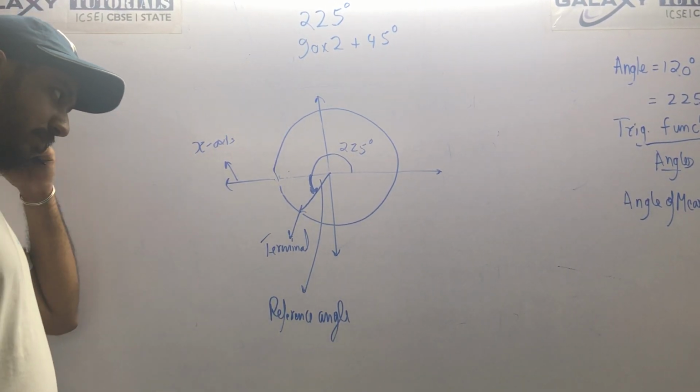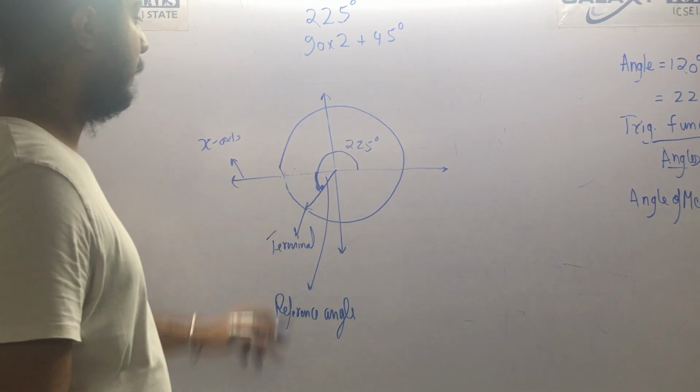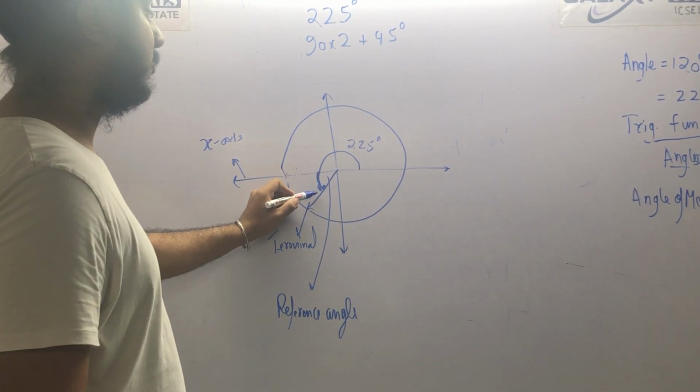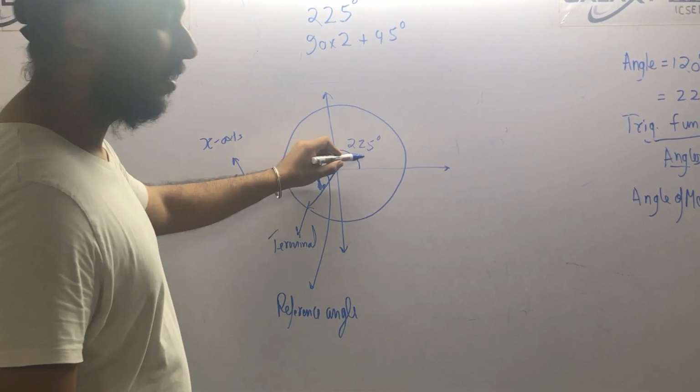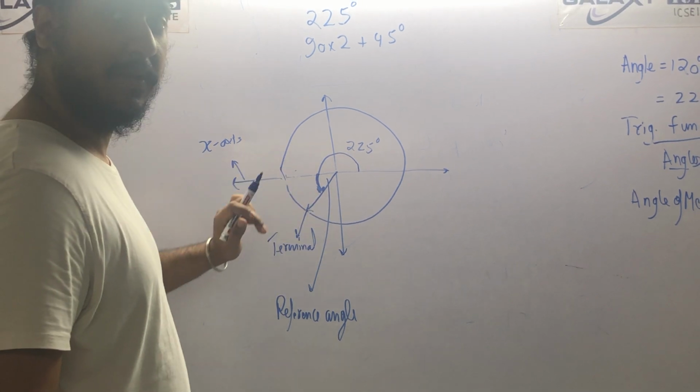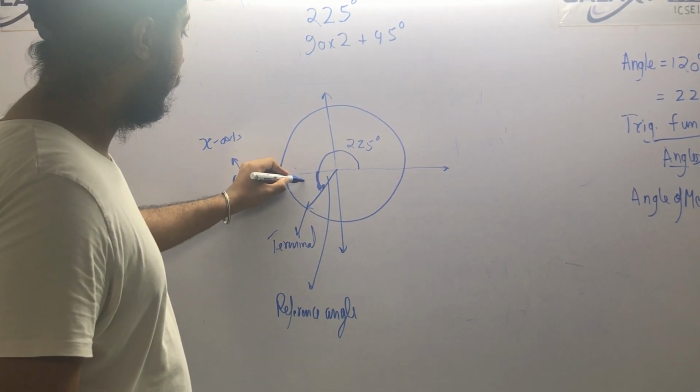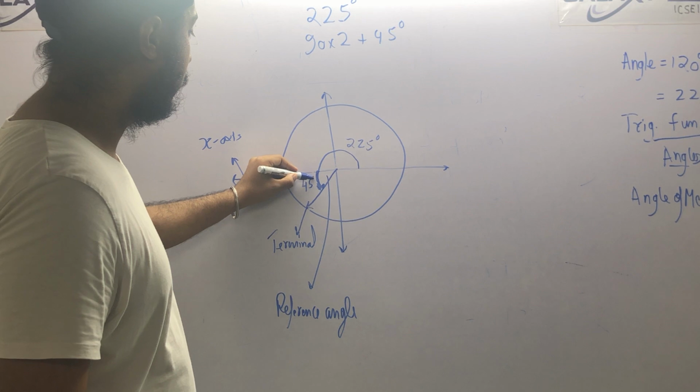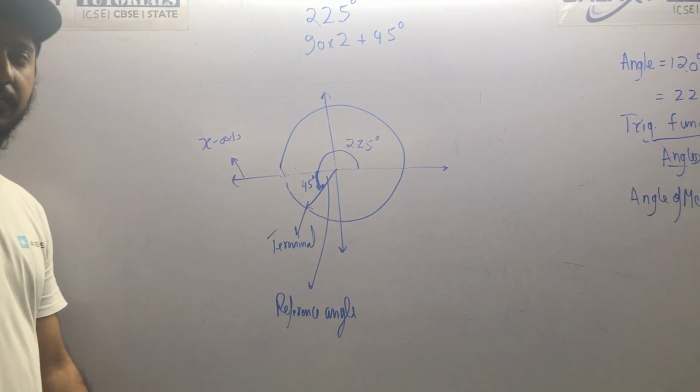Now what I was talking about, what is the value of the reference angle? This whole angle is 225 degree. From here to here is 180. So what will be this angle? This will be 225 minus 180, 45 degree. This will be 45 degrees.